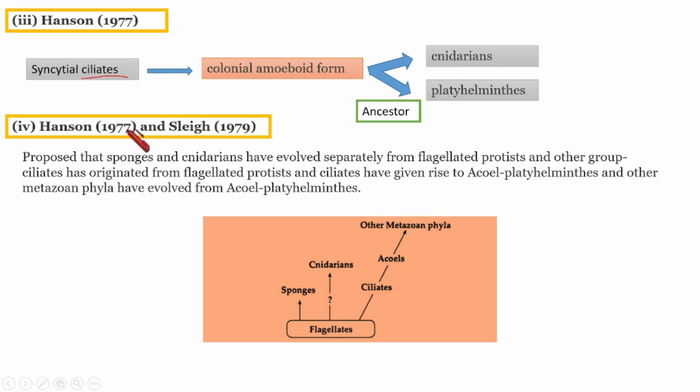Next came Hanson and Slade, and according to them, the sponges and cnidarians have evolved separately from flagellated protists. And there is another group, the ciliates. It also originated from these flagellated protists, and the ciliates then give rise to platyhelminths and other metazoan phyla. That is according to his concept.